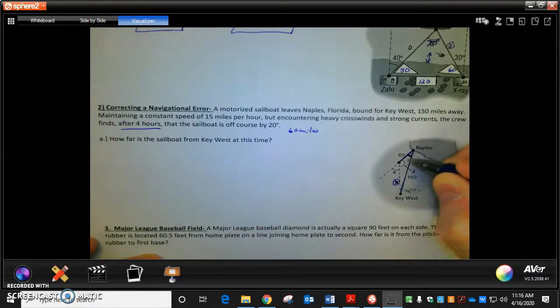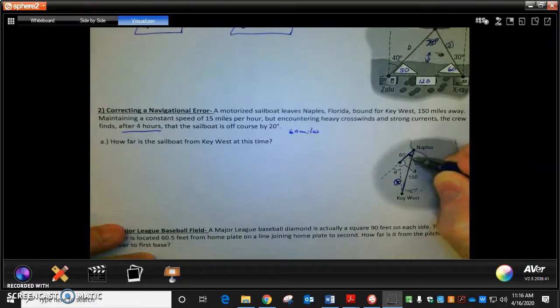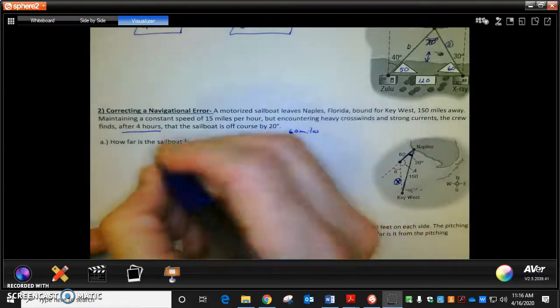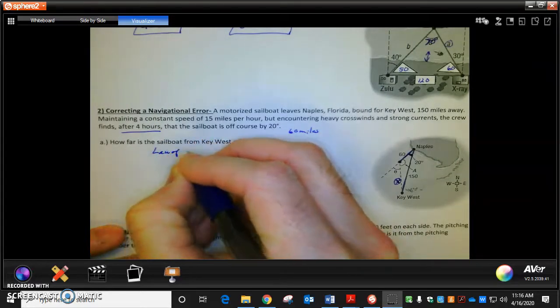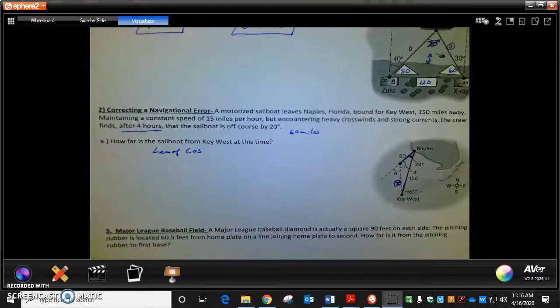The angle across from it is the 20 degrees. Now remember, this would be our match. If you were going to use the law of sines, this would be your match right here, the angle and the side across from it. But we don't know that side. So we do not have a match. So this is a law of cosines problem. So that's what we're going to do.